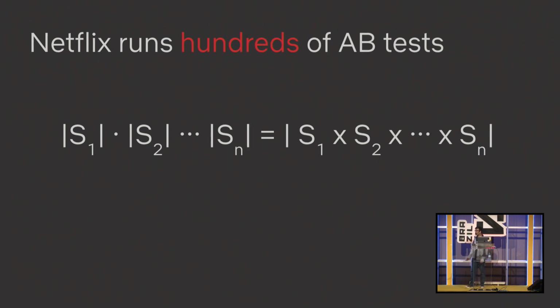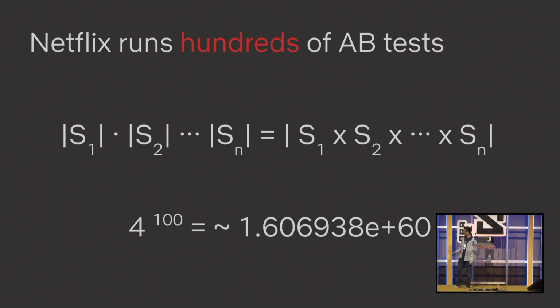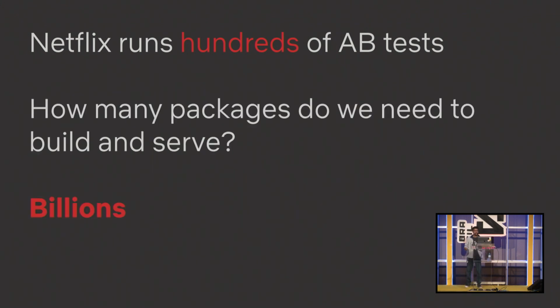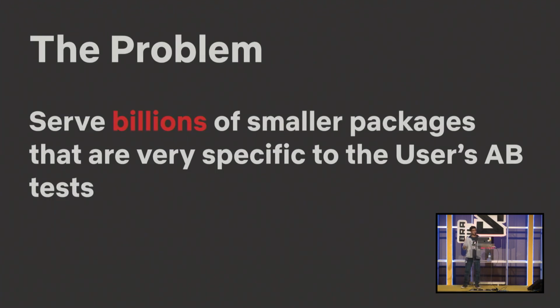And now think about what happens if there are hundreds of A/B tests. Well, 4 to the power 100 is a very big number. I don't even know how to pronounce it or even show it on the slides. So essentially, mathematically, we now know that we are planning to build and serve billions and billions of packages. At this moment, the problem statement should be pretty clear. We are planning to serve billions of smaller packages, and these smaller packages need to be specific to our users' A/B test allocation. But the next question is, can we really do this? Can we really build a billion packages for every build, every push that we do? Well, at this scale, it is pretty unreasonable to do it all.